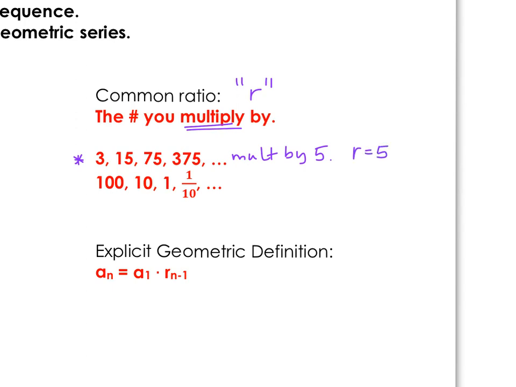But in the next one, 100, 10, 1, and 1/10, notice those values are getting smaller. Instead of saying that we're dividing by 10 each time, we're going to multiply by the reciprocal of that, which is technically by 1/10. If we took 100 times 1/10, we'd get 10. 10 times 1/10, we'd get 1, and so on. This means our R value, what we're multiplying by, is just a fraction.